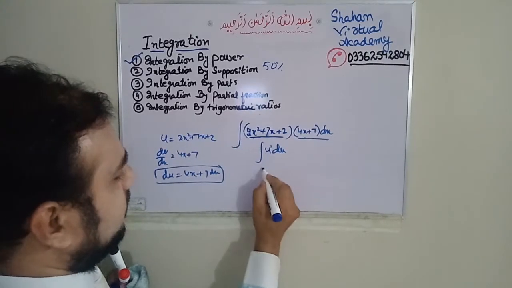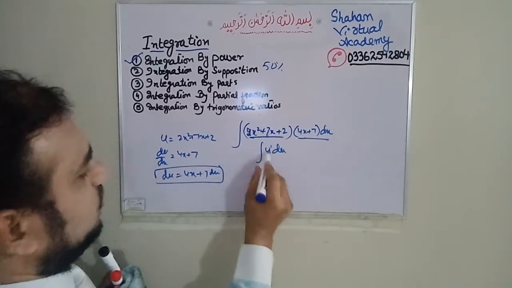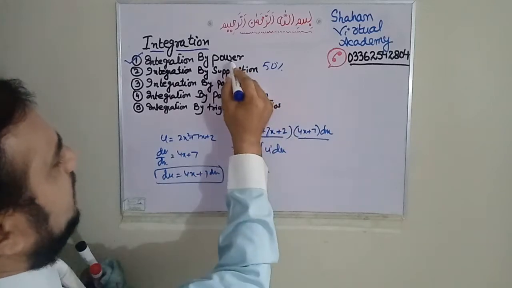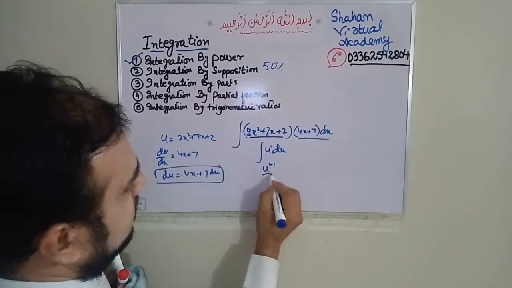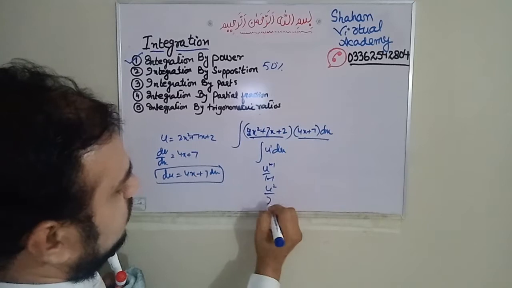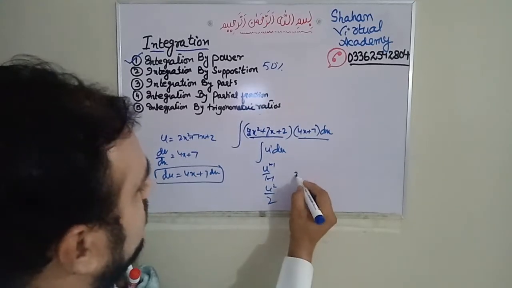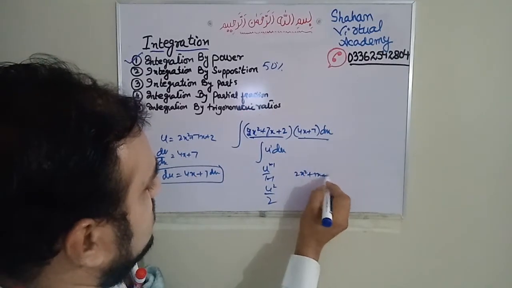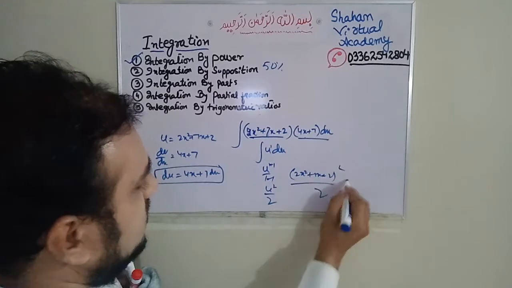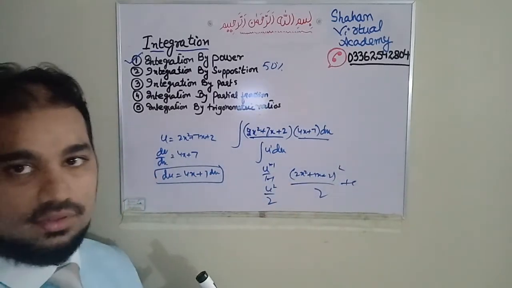So it's one. We just do this integration with the help of the power method: 1 plus 1 divided by 1 plus 1, so u squared upon 2. So simple. You just put the value: 2x square plus 7x plus 2, the whole square, upon 2 plus c. This is the integration. It's so simple. Okay.